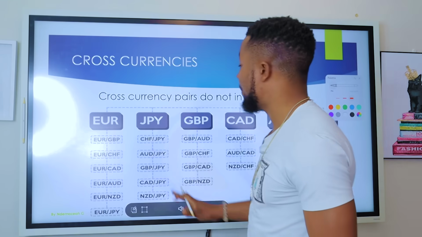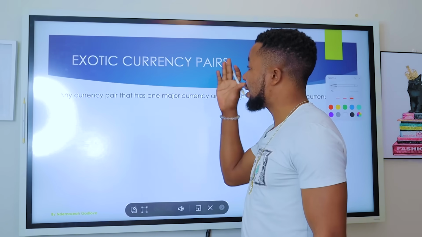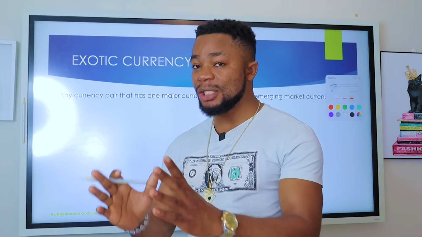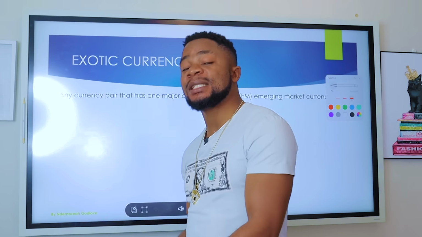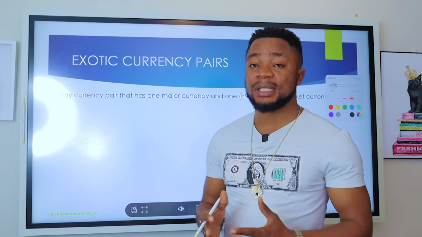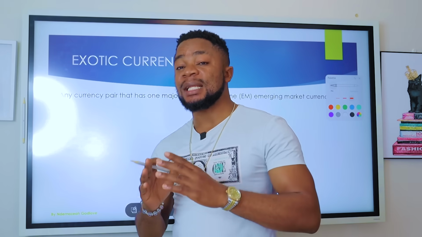From cross currency pairs, let's go to exotic currency pairs. So what are exotic currency pairs? We started with major currency pairs. A major currency pair is any currency pair which has the United States dollar as one of the currencies in the currency pair. All right. A cross currency pair, or currency cross, is a liquid pair but doesn't have the United States dollar as one of the currencies.